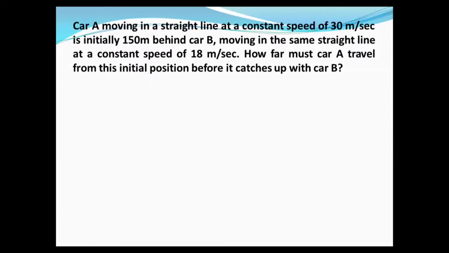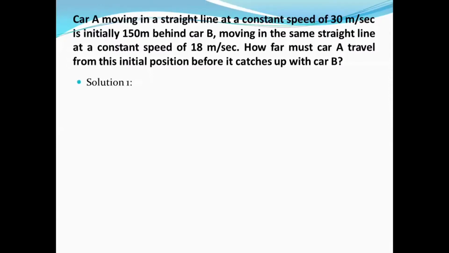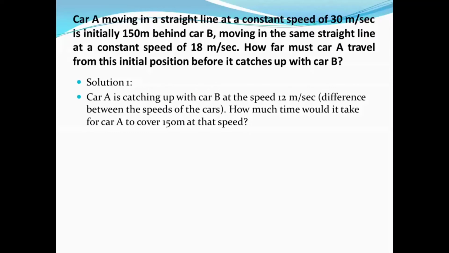Okay, and we have two types of approaches here. First, I will explain the first type of approach, how to solve this numerical. Here we have a difference of speeds between the two cars, correct? Car A is catching up with car B at a speed difference of 12 meter per second. We have been given the speed of car A as 30 and that of car B as 18. So 30 minus 18 is 12.